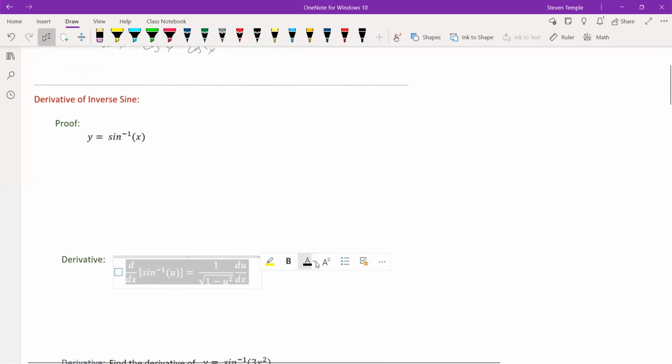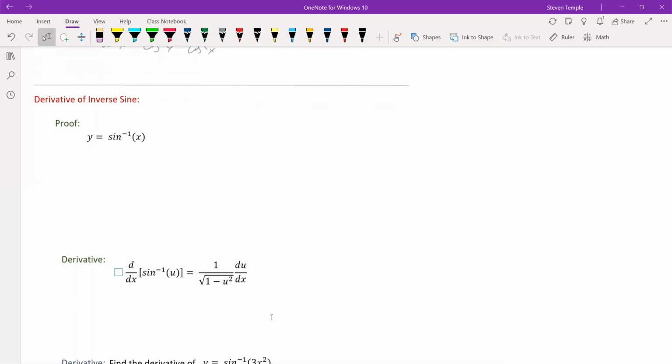So this is the derivative of inverse sine. It is 1 over the square root of 1 minus u squared, times du dx. That u is there for the chain rule. So if you have something other than an x inside the inverse of sine, then you have to apply the chain rule. That's why the du dx is there, the derivative of the inside.